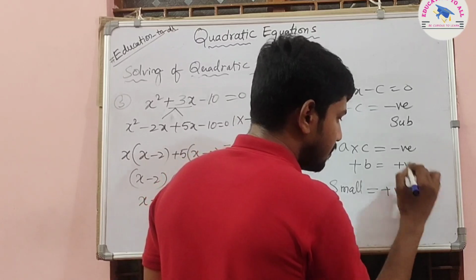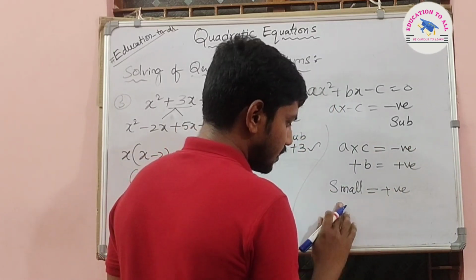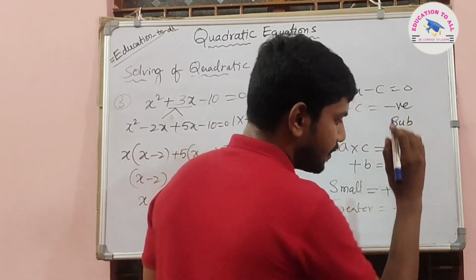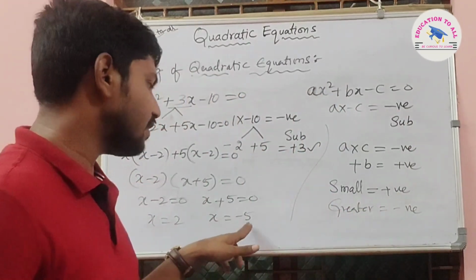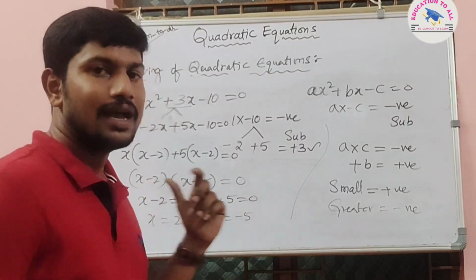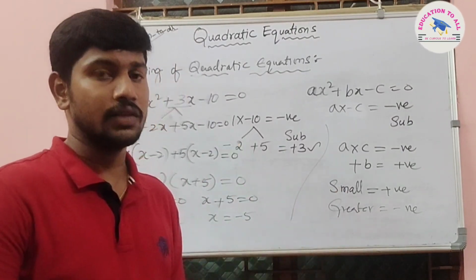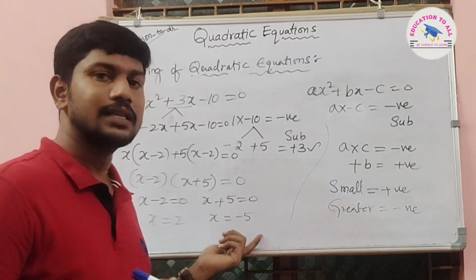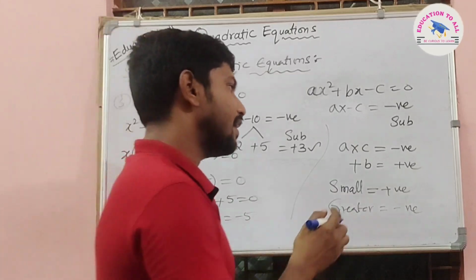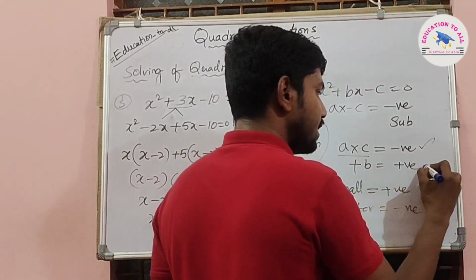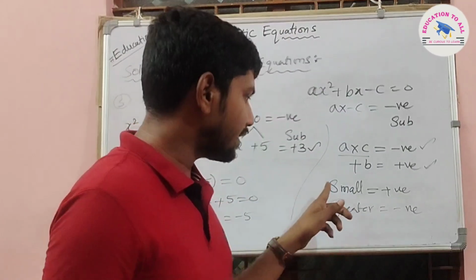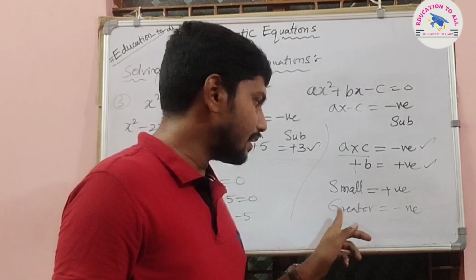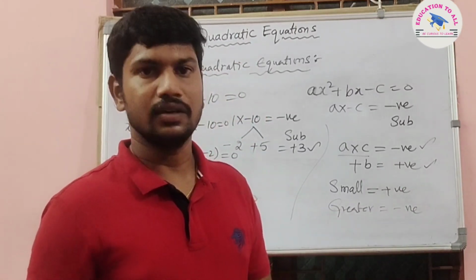Small will be a positive number and the big, so greater, is the negative factor. So don't think like minus 5 is smaller than minus 2. I am saying the numbers without magnitude, without the sign. 2 is the small number and 5 is the greater number. That's what I am saying. When A and C are negative and B is positive, the middle term is positive, so we can expect that the small number is the positive root and the greater number is the negative root. So that is the conclusion.